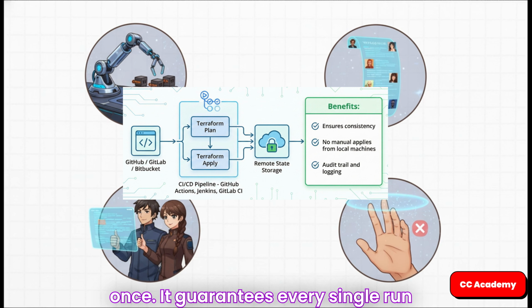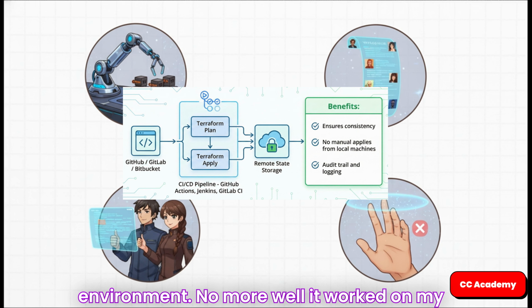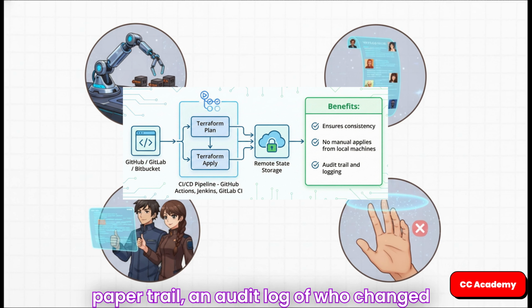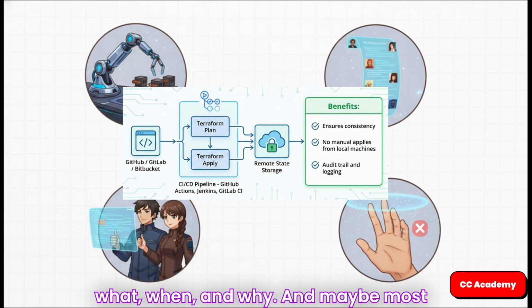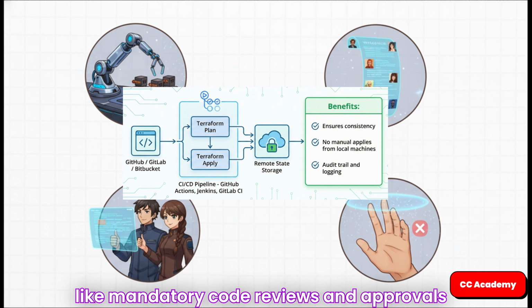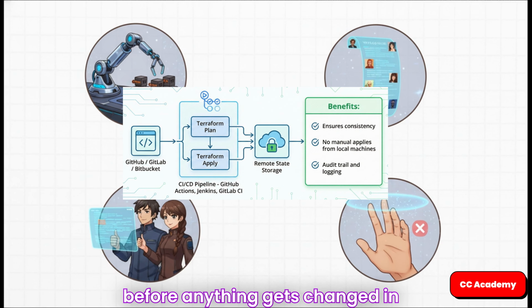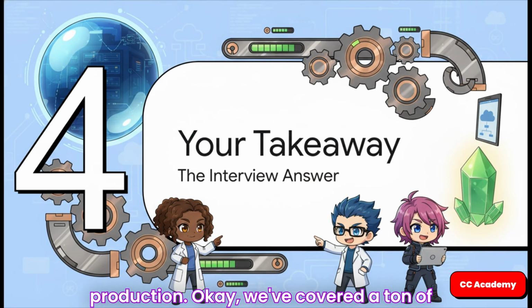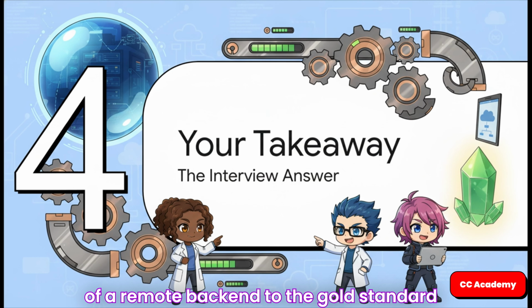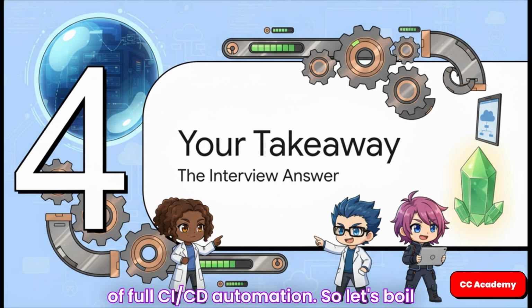Because running Terraform through a CI/CD pipeline, something like GitHub Actions or GitLab CI, just solves a ton of problems at once. It guarantees every single run happens in the exact same clean environment. No more, well, it worked on my machine headaches. It creates a perfect paper trail, an audit log of who changed what, when, and why. And maybe most importantly, it lets you enforce policies like mandatory code reviews and approvals before anything gets changed in production.